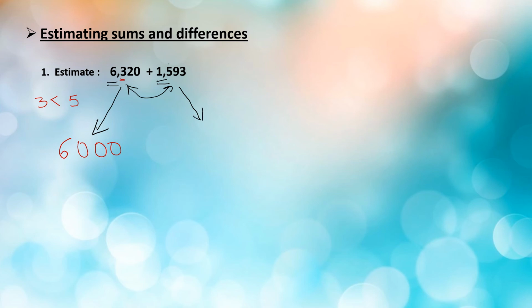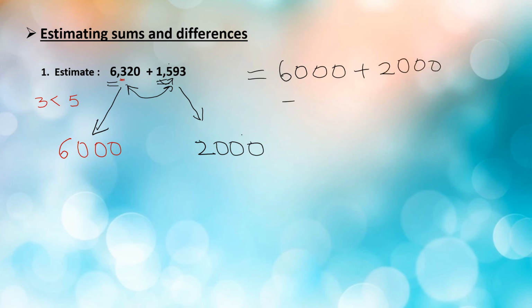Okay. And how about here? 1,593. Yes, the digit lying next to 1, in the hundreds place, is 5. So it increases by 1. What will increase by 1? The digit in the thousands place increases by 1. So it becomes 2000. Okay. So now you will add 6,000 and 2,000 and your answer will be 8,000.